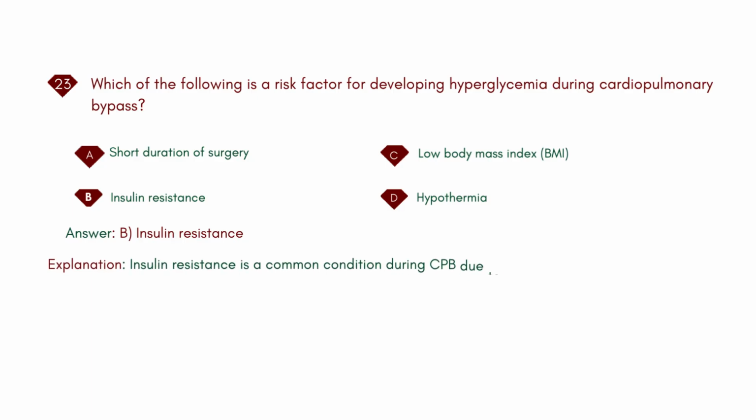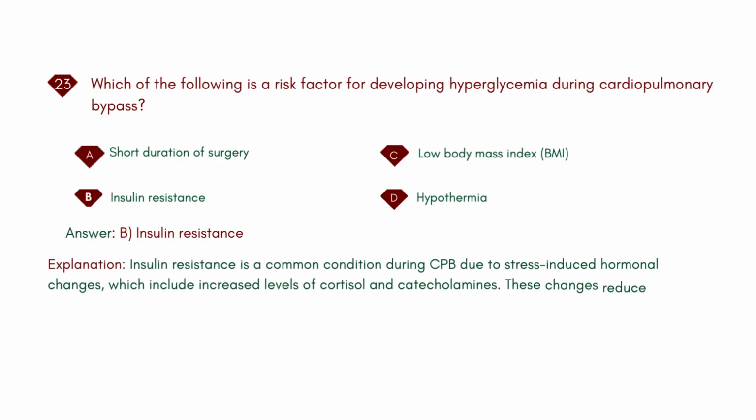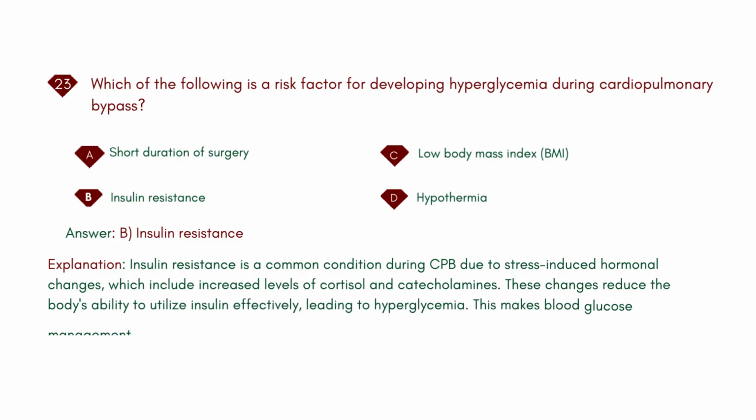Explanation: insulin resistance is a common condition during CPB due to stress-induced hormonal changes, which include increased levels of cortisol and catecholamines. These changes reduce the body's ability to utilize insulin effectively, leading to hyperglycemia. This makes blood glucose management essential during surgery.